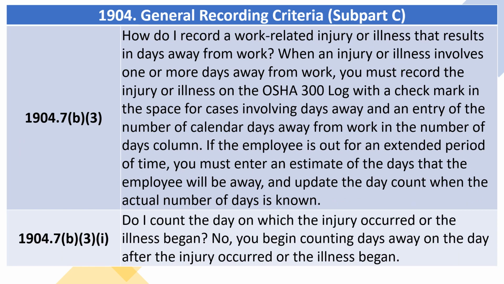1904.7 B3. How do I record a work-related injury or illness that results in days away from work? When an injury or illness involves 1 or more days away from work, you must record the injury or illness on the OSHA 300 log with a check mark in the space for cases involving days away and an entry of the number of calendar days away from work in the number of days column. If the employee is out for an extended period of time, you must enter an estimate of the days that the employee will be away, and update the day count when the actual number of days is known.